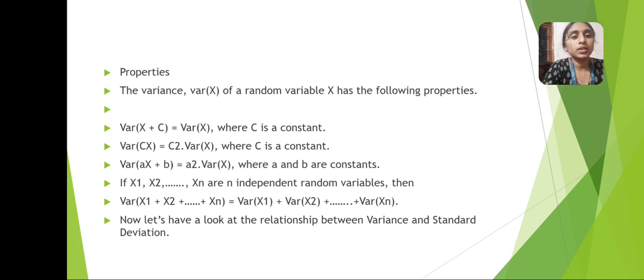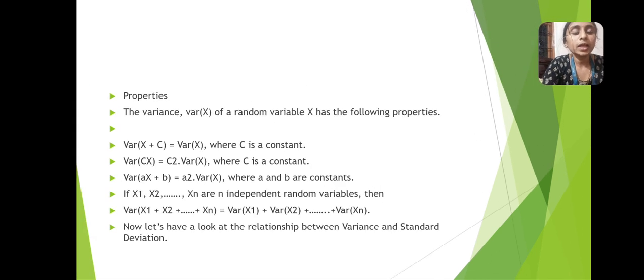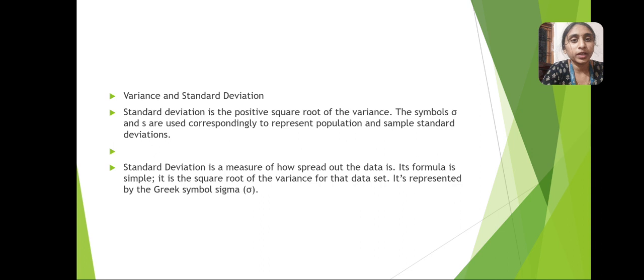Now let us look at the relation between the variance and standard deviation. Here are a few properties of variance. Variance and standard deviation: standard deviation is the positive square root of the variance.